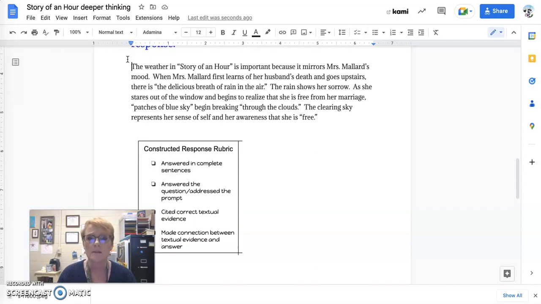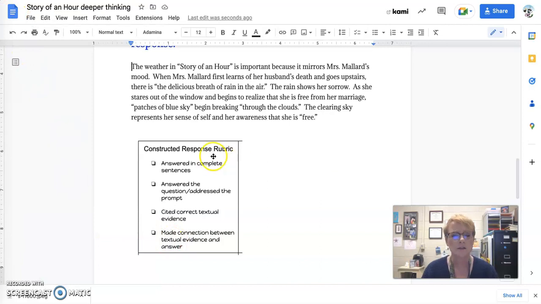Now here's what makes this a good constructed response. Constructed responses are scored on this 4-point rubric. The first point is earned by answering in complete sentences. So even if you have no idea how to answer the question, if you were to just simply write, "I don't know," period, you're going to earn 1 out of 4 points.